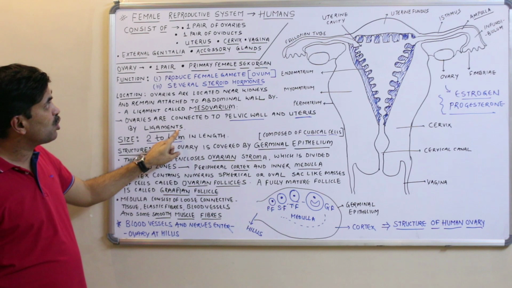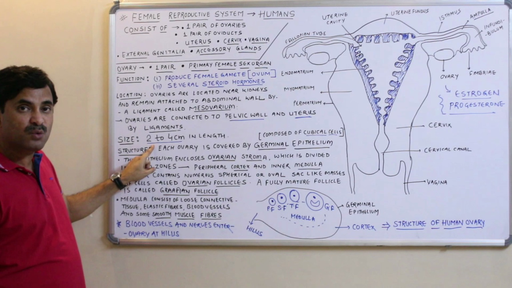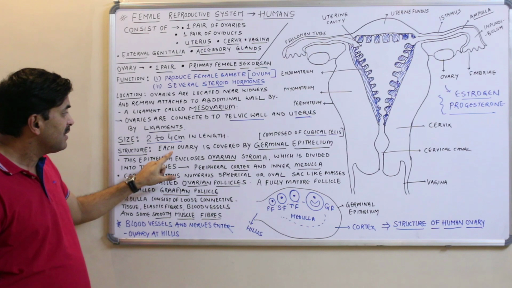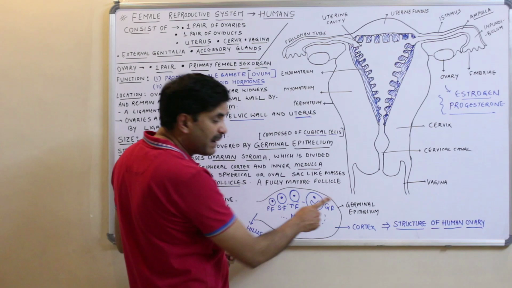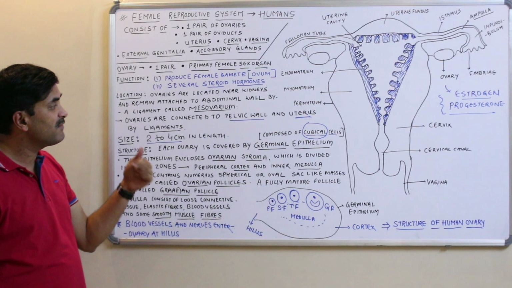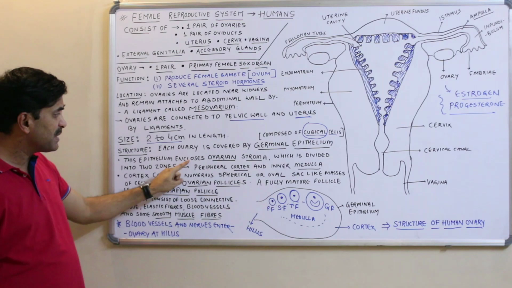If I talk about the size of the ovary, then each ovary is 2 to 4 centimeters in length. Now if I see the structure of the ovary, each ovary is covered by a germinal epithelium. This germinal epithelium is composed of cube-like cells, that is, cubical cells. This epithelium encloses the ovarian stroma.